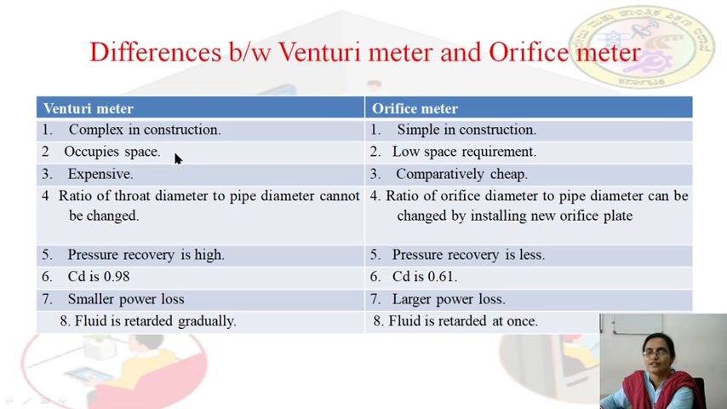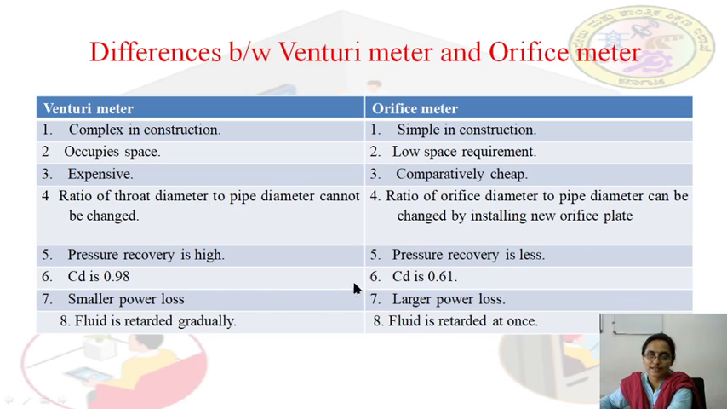Now the differences between the venturi meter and the orifice meter. The venturi meter is complex in construction. The orifice meter is simple in construction. The venturi meter occupies space. The orifice meter needs low space. The venturi meter is expensive. The orifice meter is cheap. In the venturi meter, the ratio of throat to pipe diameter cannot be changed. In the orifice meter, the ratio of orifice diameter to pipe diameter can be changed by installing a new orifice plate.